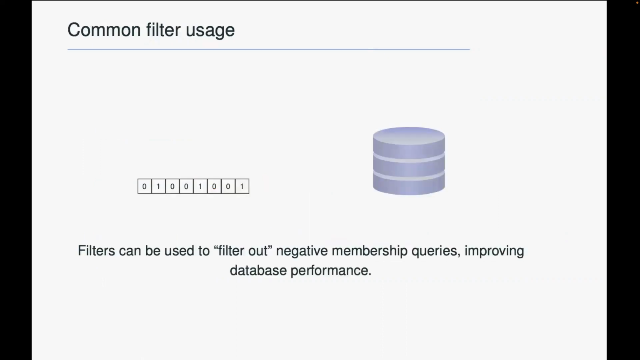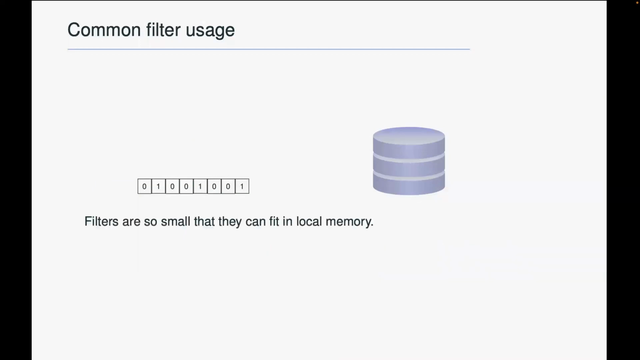So why am I talking about databases? It's going to look something like this. We're going to have a filter that's so small it can fit in local memory. It's really cheap to access relative to my database.